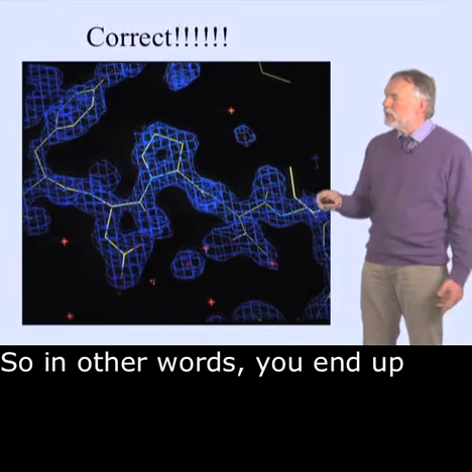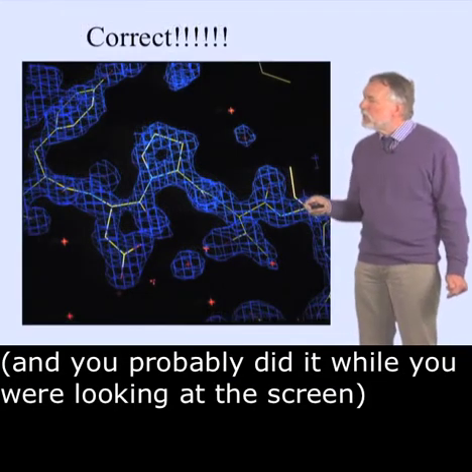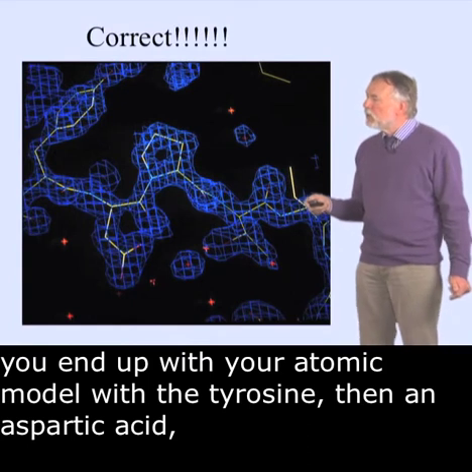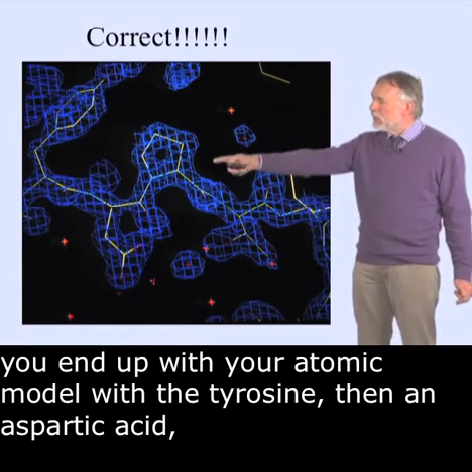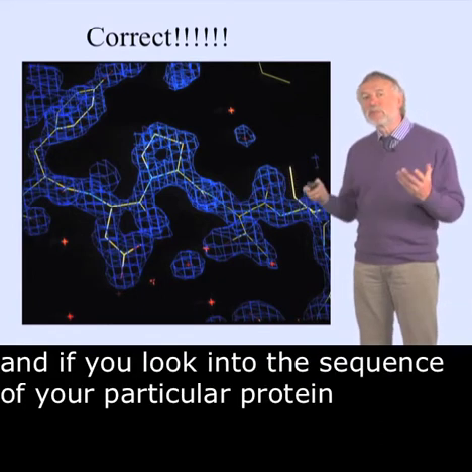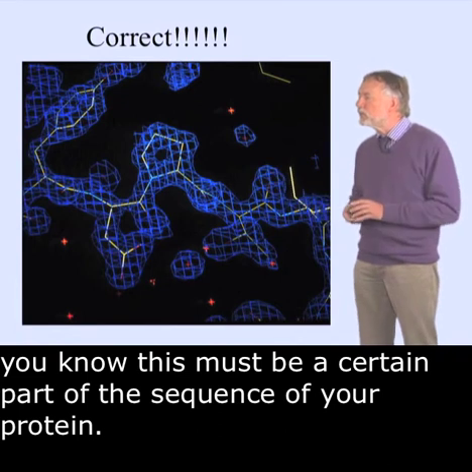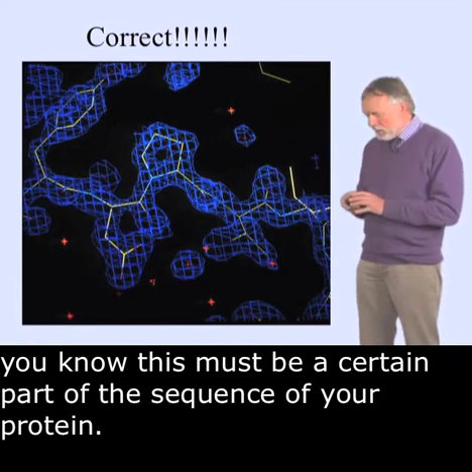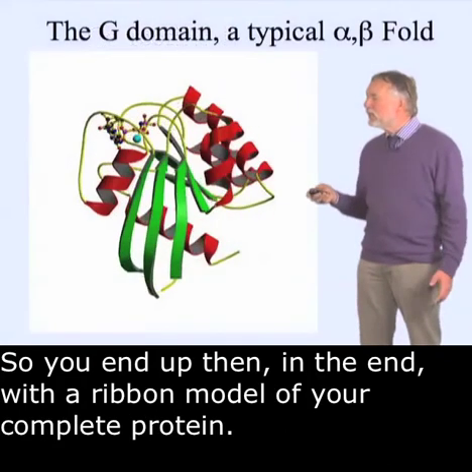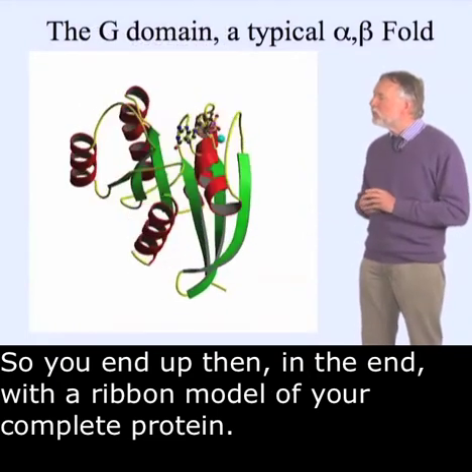So in other words, you end up, and you probably did it while you were looking at the screen, with your atomic model with a tyrosine and an aspartic acid, a proline, and a threonine down there. And if you look into the sequence of your particular protein, you know this must be a certain part of the sequence of your protein. So you end up in the end with a ribbon model of your complete protein.